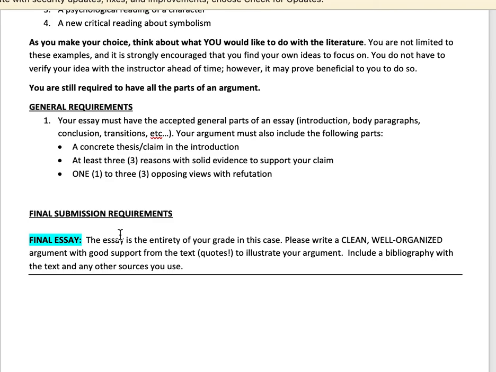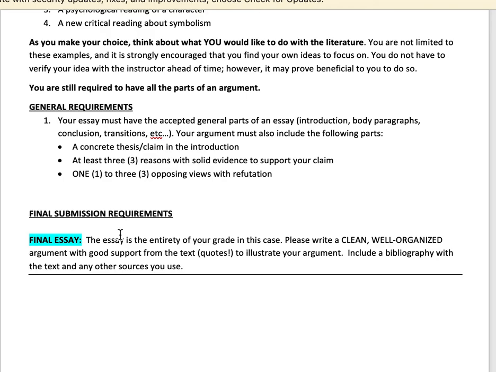You are, as always, required to have the parts of an argument, like I said, so that's really what you would include in any type of essay. So it is an introduction with a thesis claim, your main ideas with evidence. In this particular instance, it would be quotes from the text that show this, and then acknowledging counter-arguments with refutations and a conclusion.